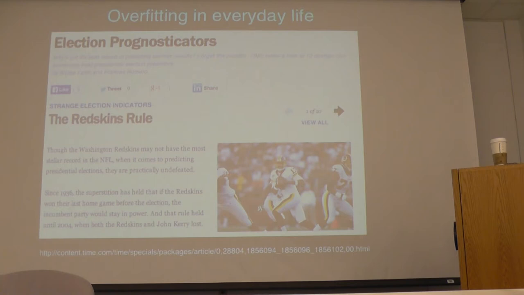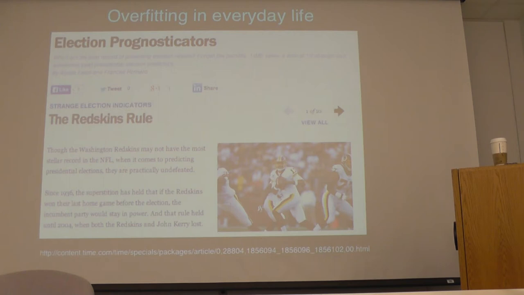Okay. So the Redskins rule. I guess they're going to change their name, but that's their name right now. The Washington Redskins may not have the most stellar record in the NFL, but when it comes to predicting presidential elections, they are practically undefeated. Since 1936, superstition has held that if the Redskins won their last home game before the election, the incumbent party would stay in power.